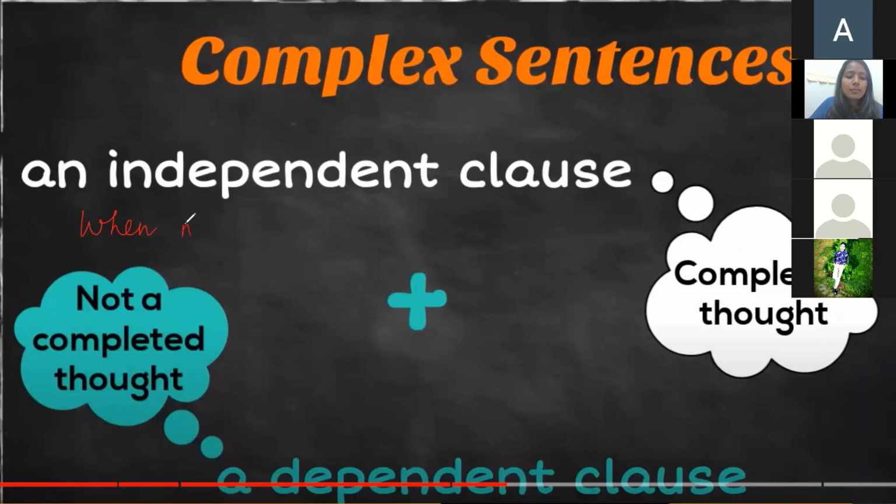For example, when my father is not home. Do you remember this? We studied it last class. We did this example only last class. Is this an example of an independent clause or a dependent clause? See if it is a complete or incomplete sentence. Ma'am, it is incomplete. Dependent clause. It is a dependent clause.